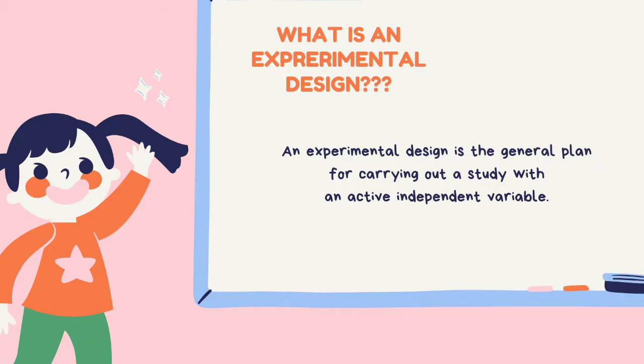So, in this slide, we talk about what an experimental design is. An experimental design is the general plan for carrying out a study with an active independent variable. An experimental design refers to how participants are allocated to the different groups in an experiment. Types of designs include repeated measures, independent groups, and matched pair designs.